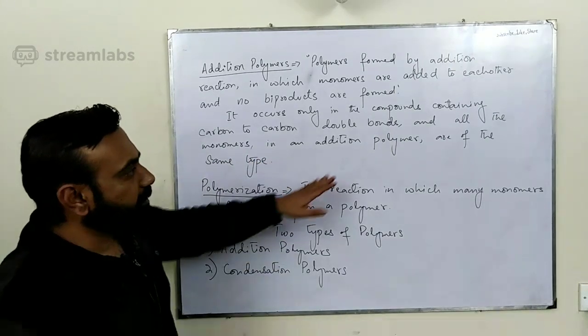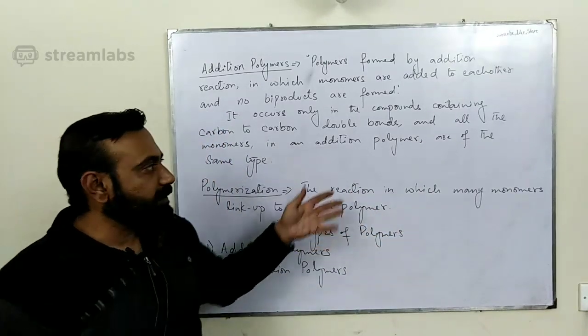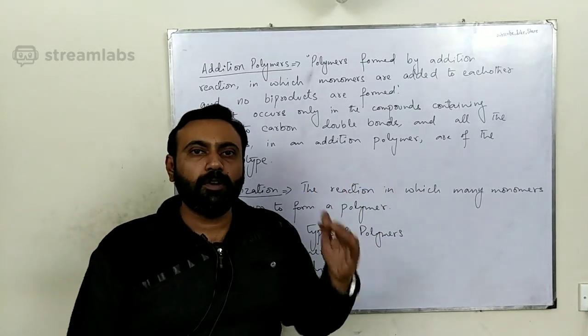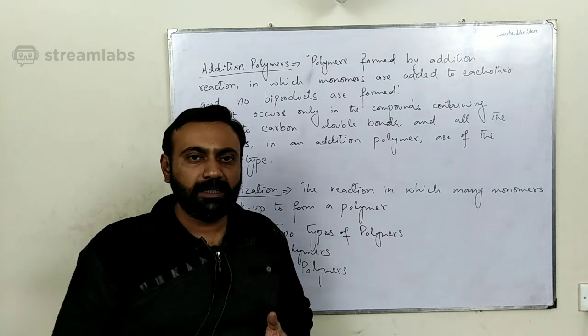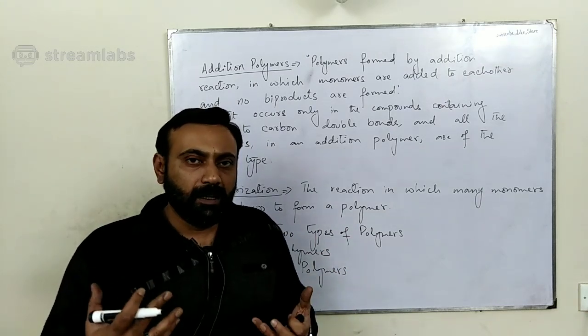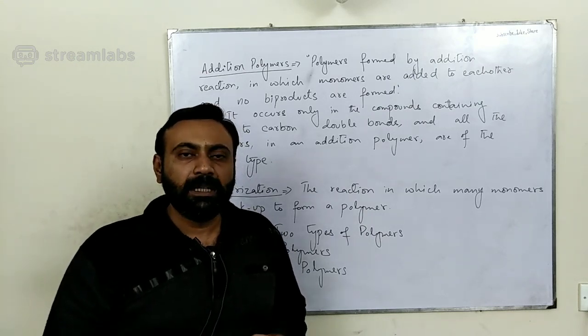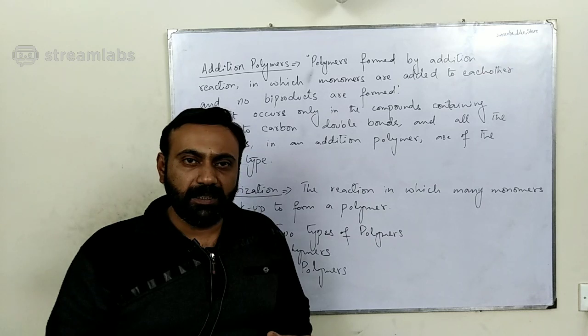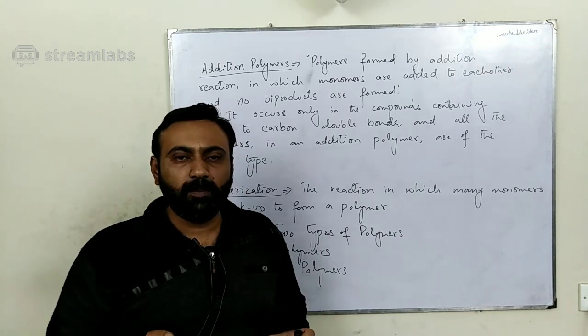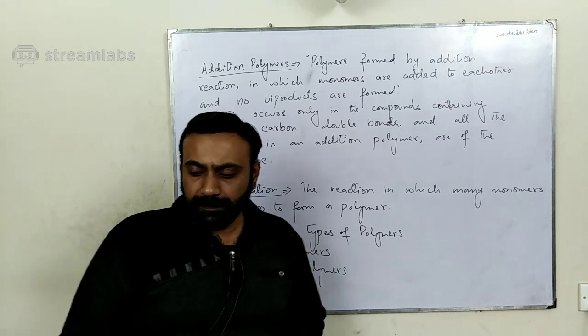See, this statement that all the monomers in an addition polymer are of the same type is valid only for O-level and IGCSE students, not for the students who are studying in higher classes, because addition polymers may have different monomers in them. But for O-level and IGCSE syllabus, all addition polymers will have only the same type of monomers.